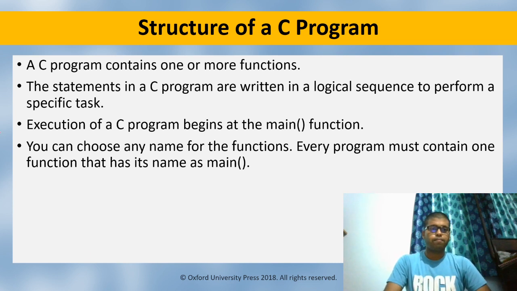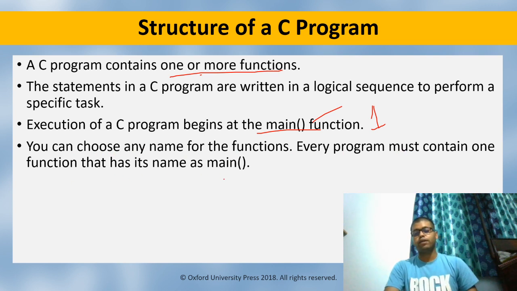Now, the structure of C. A C program contains one or more functions, and the statements in a C program are written in logical sequence to perform specific tasks. So we have to write in a logical manner. It can contain one or more functions. One function is the main function, which must be present, and there will be only one main, not more than one. Along with main there can be multiple functions, and you can choose any name for those functions. Every program must contain one function that has the name main. So one main should be there.